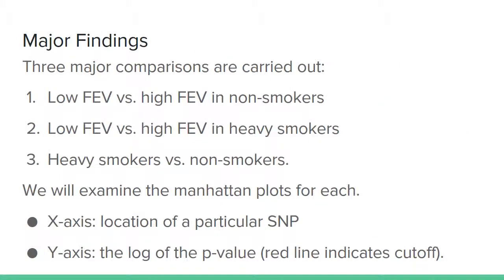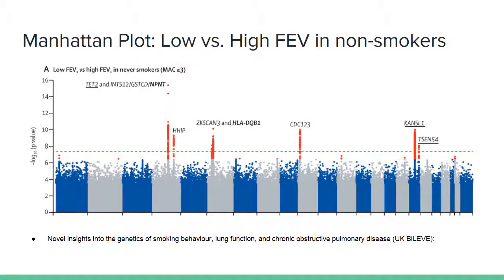The 3 major comparisons carried out are low FEV versus high FEV in non-smokers, low FEV versus high FEV in heavy smokers, and heavy smokers versus non-smokers. We will examine the Manhattan plots for each. In a Manhattan plot, the x-axis represents the location of the individual nucleotides, while the y-axis represents a logarithmic p-value. This particular plot shows genes that are related to COPD in non-smokers. The red dotted line indicates the cutoff for genome-wide significance, and the red data points show significantly associated genes.